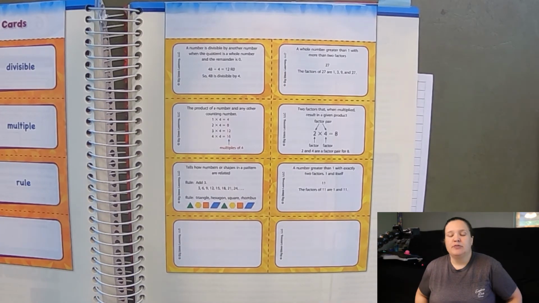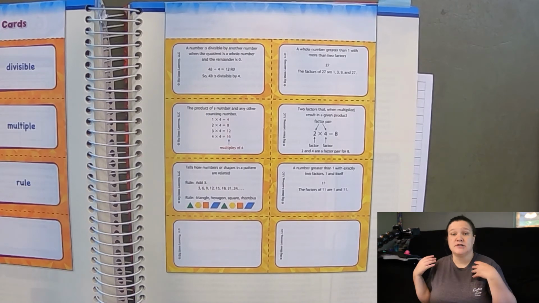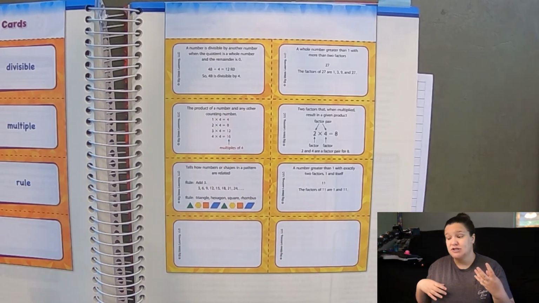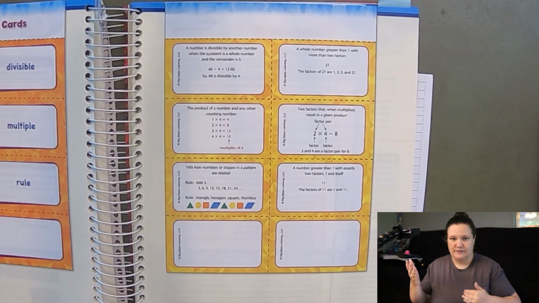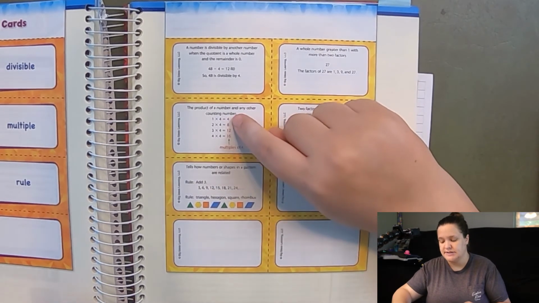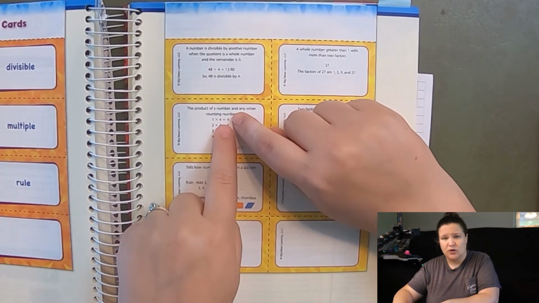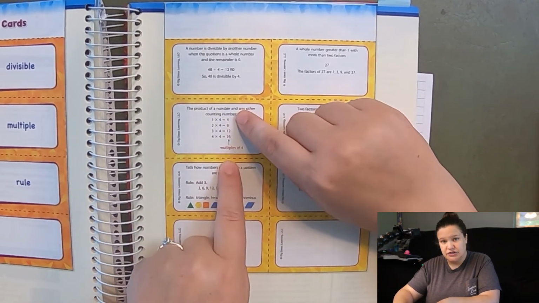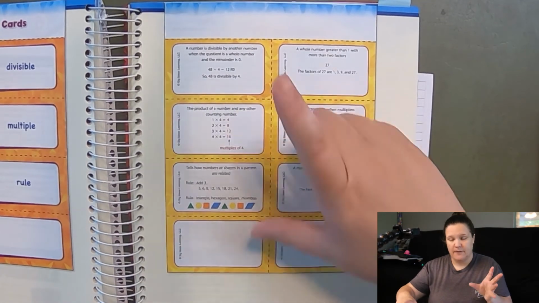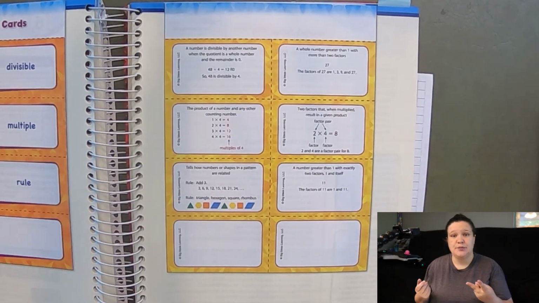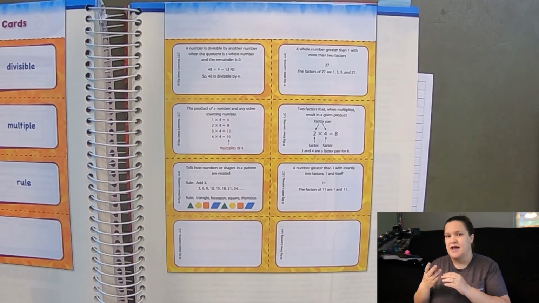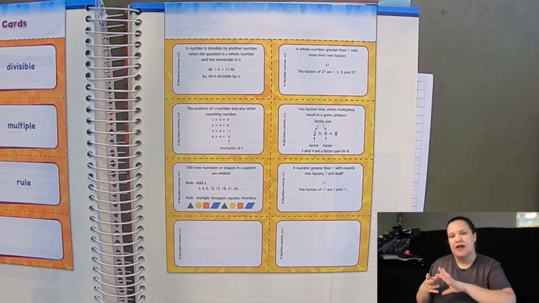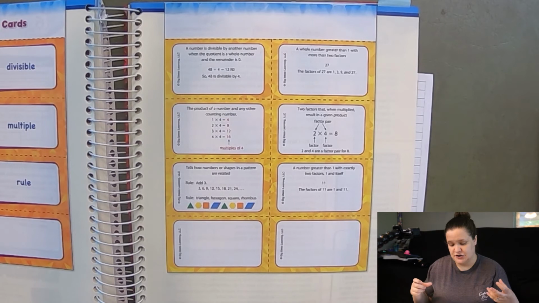A multiple. Multiples are the products of a number and any other number. So if I want the multiples of 4, I'm going to multiply 4 by 1, 2, 3, 4, 5, 6. So the multiples are 1 times 4, whatever that answer is, and then 2 times 4, whatever that answer is. Those answers are the multiples of 4. If I want the multiples of 2, I do 1 times 2, and then 2 times 2, and then 3 times 2. And those answers are the multiples of 2.